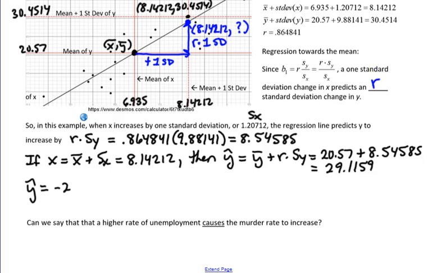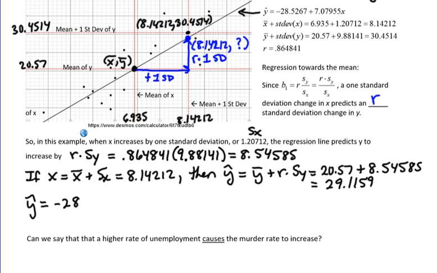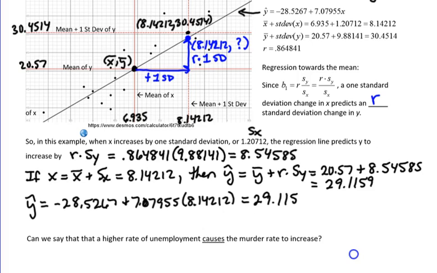Negative 28, so if we scroll up a little bit here, here's the equation: negative 28.5267 plus 7.07955. Now, if we put in that x value that I just used, so if x equals 8.14212, then what I get for y turns out to be, if you do this on the calculator, 29.1158.